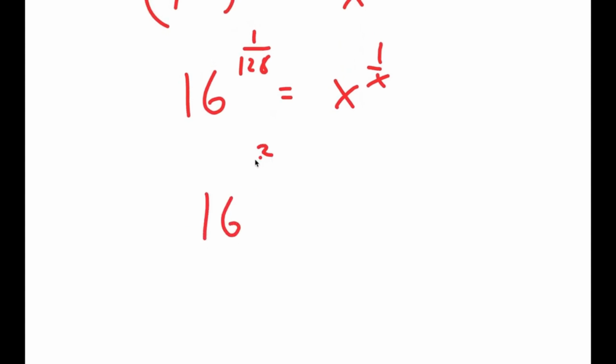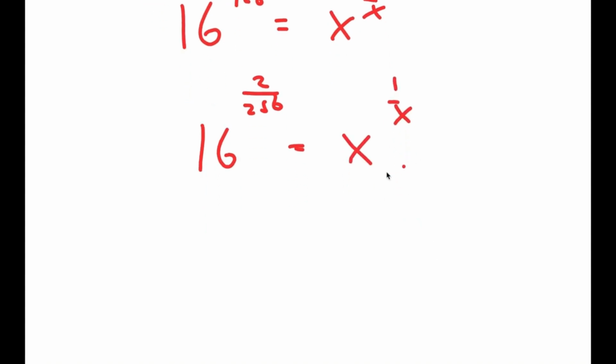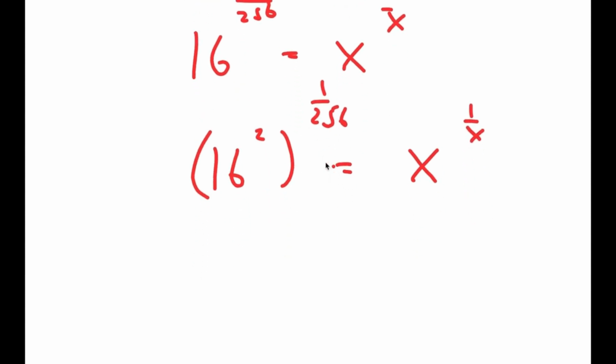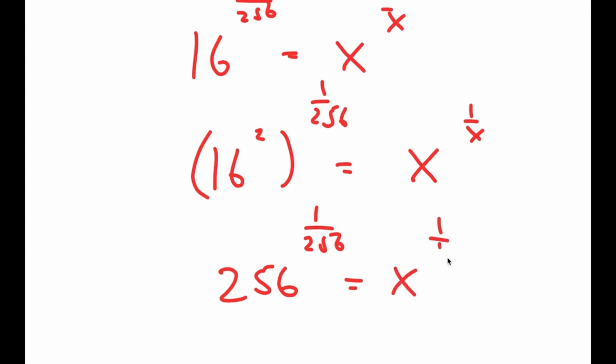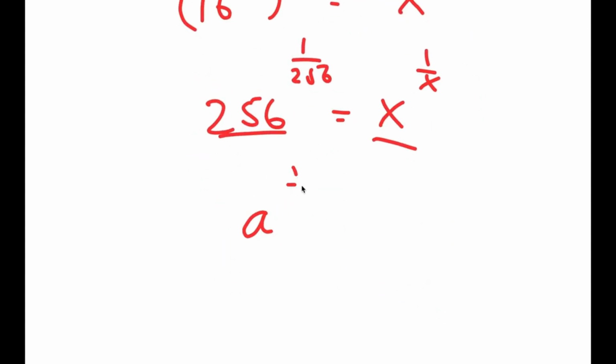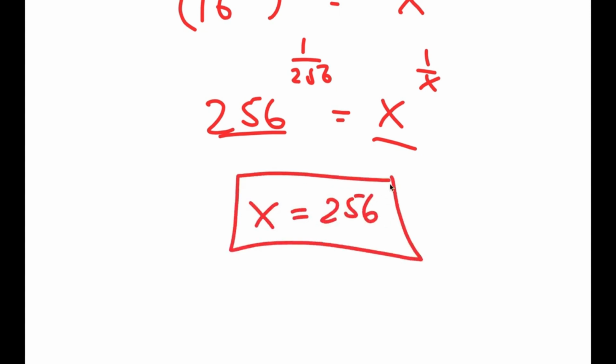So I get 16 to the power of 2 over 256 is equal to x to the power of 1 over x. Now this is the same thing as 16 squared to the power of 1 over 256 is equal to x to the power of 1 over x. And now 16 squared is equal to 256. So I get 256 to the power of 1 over 256 is equal to x to the power of 1 over x. And now notice that these numbers are the same, and this is in the form, as I said, a to the power of 1 over a is equal to b to the power of 1 over b, meaning a is equal to b, so x is equal to 256. So this is my solution to this equation.